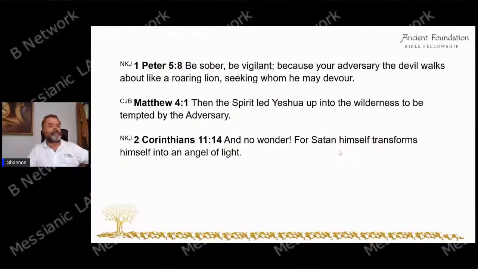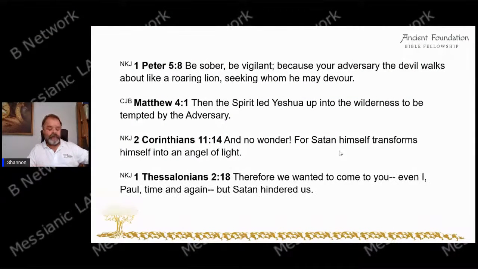Satan holds back and hinders. So we see that he comes as an angel of light. He tempts. He wants to destroy. He's a thief. Satan holds back and hinders. Again, look to your screens. In 1 Thessalonians 2:18, it says, "Therefore, we wanted to come to you, even I, Paul, time and again, but Satan hindered us." So we can see Satan can hold back and hinder.